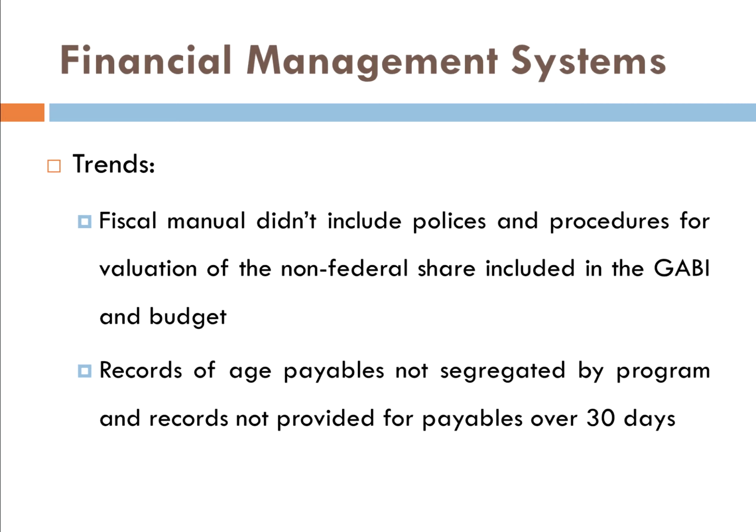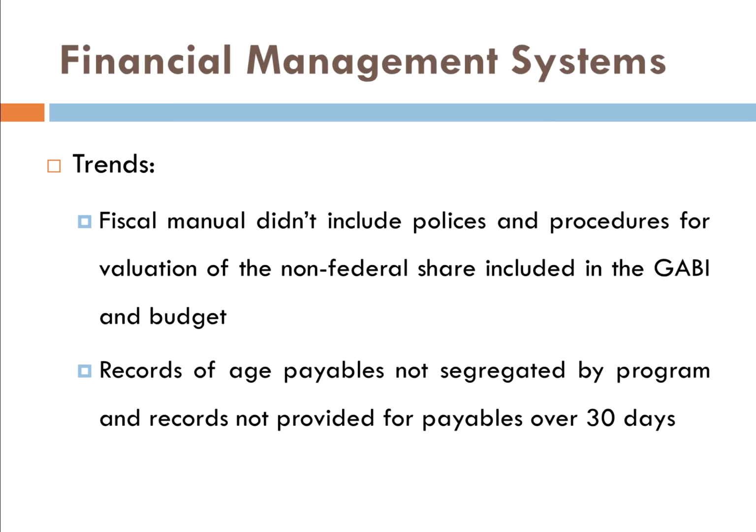This one is about the fiscal manual and the policies and procedures that were included regarding non-federal share and age payables. Perry? Right. In some instances when we were visiting some organizations, of course we had no choice but to review the fiscal policies and procedures manual. One of the expectations with the non-federal share is that there are policies and procedures at a minimum that address the valuation of the non-federal share included in the GABI and the budget.